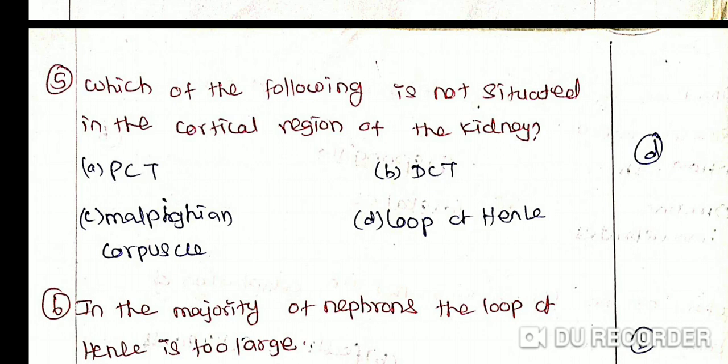Explanation. The loop of Henle is not situated in the cortical region of the kidney, as it is the part of renal tubule which dips into the medulla. The Malpighian corpuscles, PCT and DCT are some parts of the nephrons which are situated in the cortical region of the kidney. Next question.